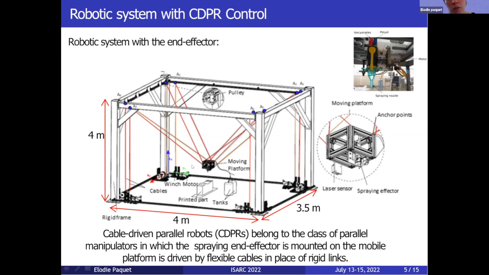We have this robot in Nantes. The name of the platform is CRAFT, and its dimensions are 4 meters by 3.5 meters by 4 meters. The system is composed of 8 cables rolled in and out on winches, which connect the moving platform to the frame. Here we have the tanks of material. Here is the workspace of the printing part. And this is the extruder. The extruder is controlled by a motor under the control of the CDPR.